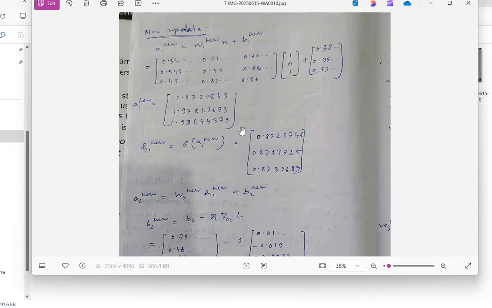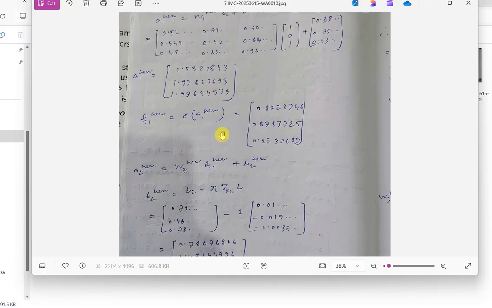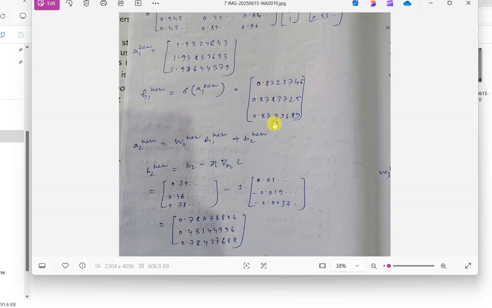How to update this? We need to calculate a new first pre-activation. The formula will be W1 new, the input vector 101, and the new first bias vector. If you do the calculation, we'll get the first pre-activation like this column vector. And we will again use our logistic function, 1 by 1 plus e to the power minus a1, and for each a1 term we will get the corresponding h1 term, which will be a column vector again.